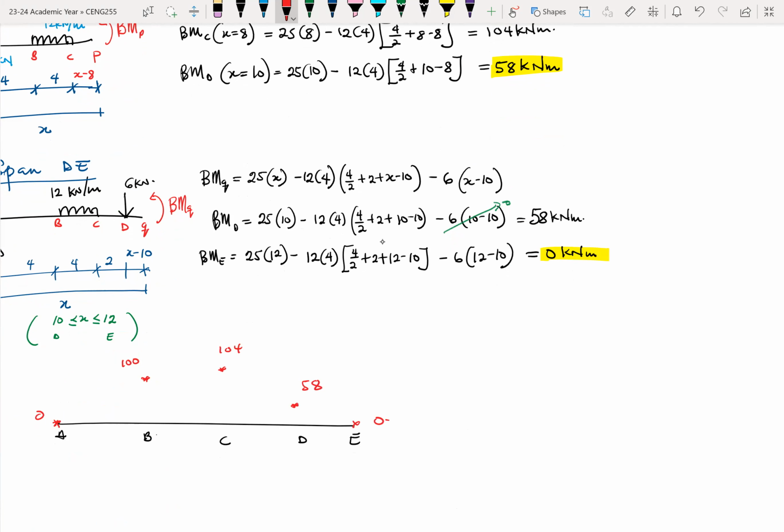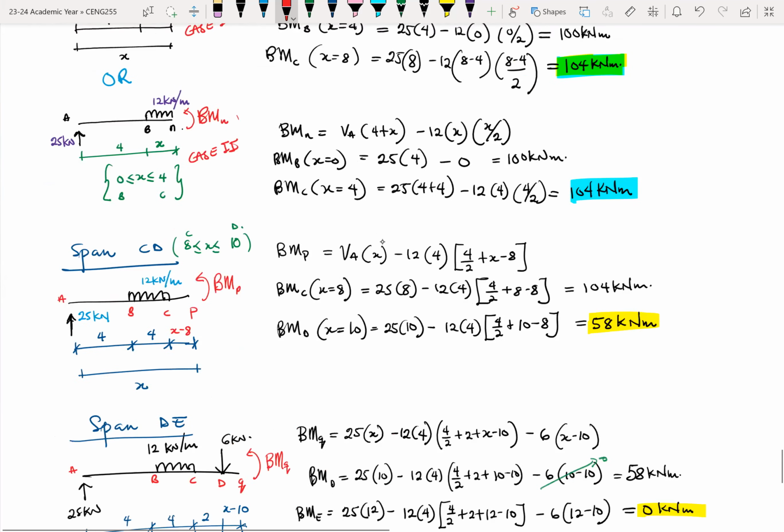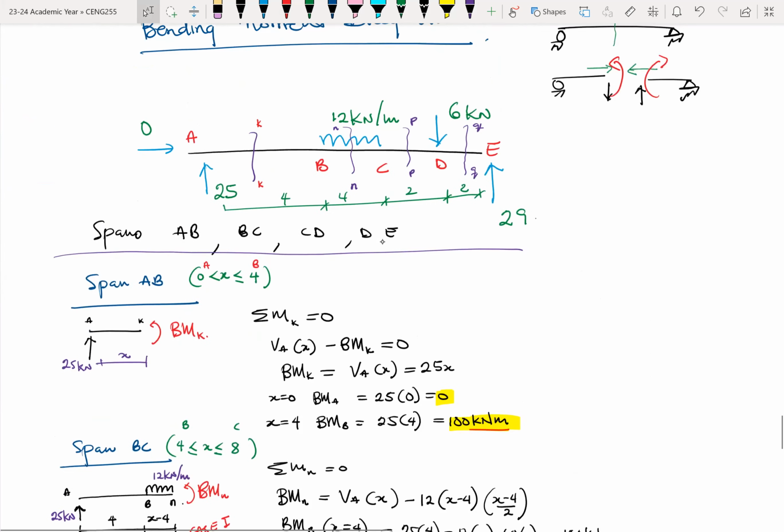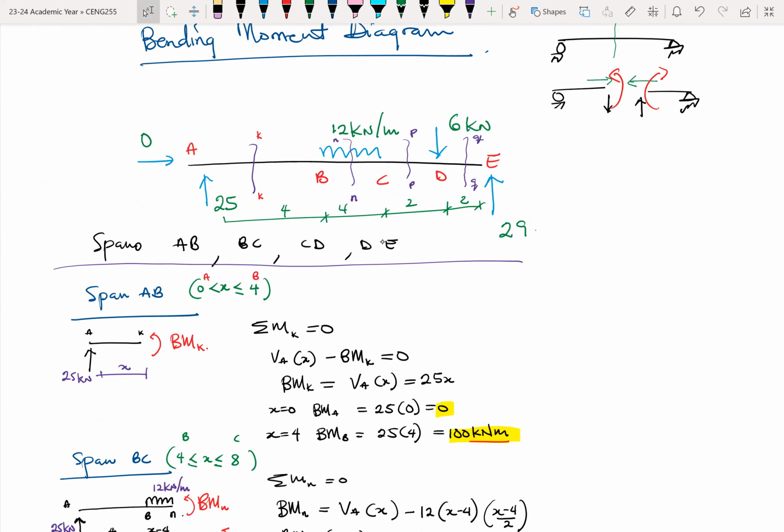So how do we draw this? What shape should this be in? That is one of the challenging questions that students tend to face. At least getting the points can be done, but what should be the general shape? Now, one of the rules of thumb is to look at what loads are between the spans. Between span A and B, there's no load.